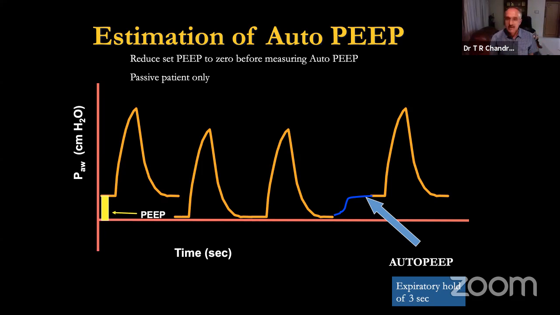Before estimating auto-PEEP, the set PEEP has to be made 0. Then you put an expiratory hold of 2 to 3 seconds. You can keep 1 to 2 seconds for both maneuvers, or 2 to 3 seconds for this is fine. Then the pressure starts rising, and you get the auto-PEEP. If it is measured, the ventilator will display it. If it is 10 centimeters, 80% of that is what the patient requires.